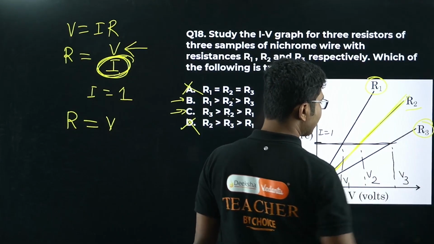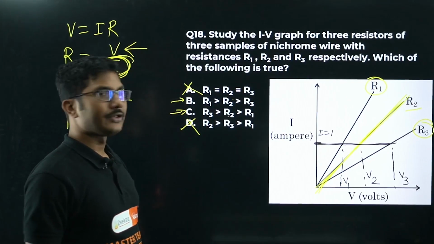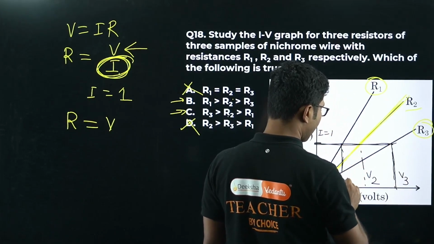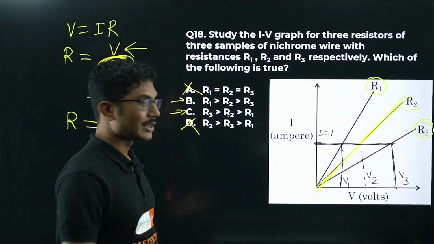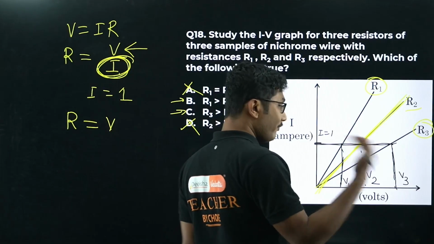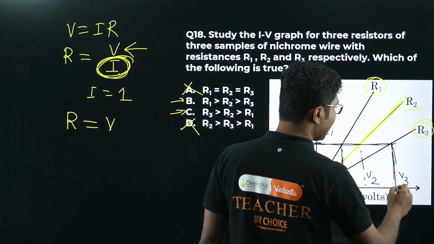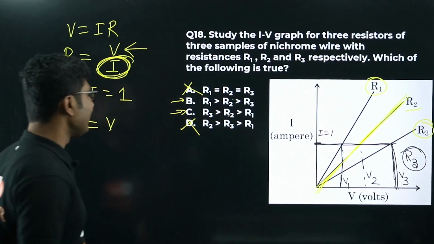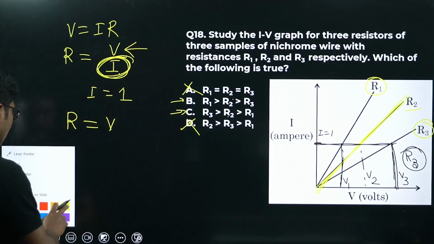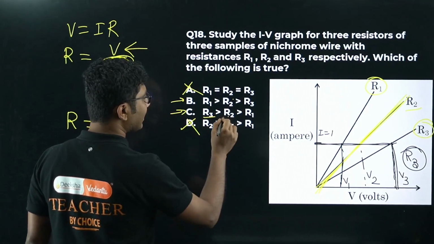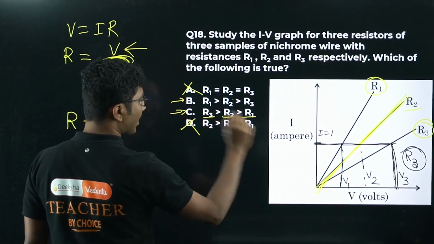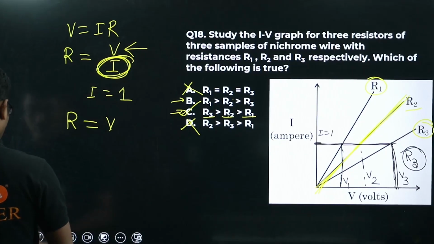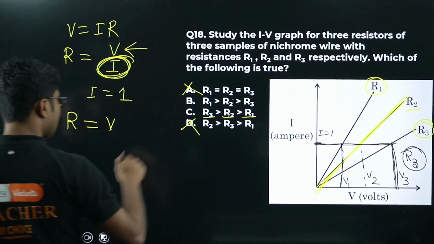Now tell me which one is greater, V1, V2 or V3. From the graph definitely we can see that V3 is higher compared to V1. V2 is obviously in between. That was my obvious guess, right? So V3 is higher. That means R3 definitely is the highest resistance, higher than all other resistances. So R3 is greater than R2 and it is greater than R1. R1 is the lowest resistance. So option C is our correct choice, not option B.